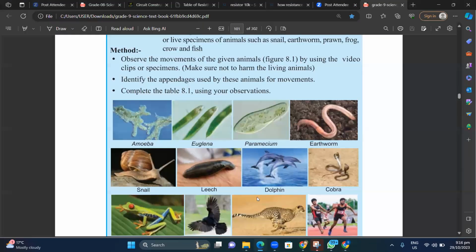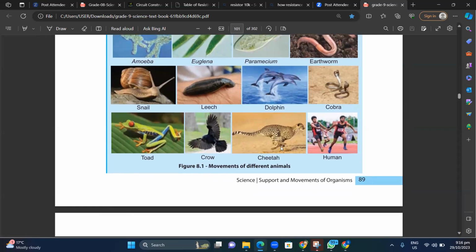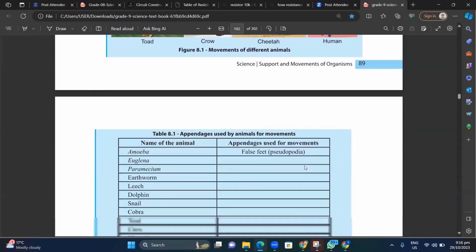In order to observe amoeba, euglena, paramecium, you need a microscope. But earthworms, snails, leeches, you can easily observe them. Cobra, don't try to observe much, you can just watch a video. But toads and frogs, yes, toads and frogs are two different things. This is a toad. Frog also you can see. And then the birds, cheetah again is very difficult, you have to watch a video. So, movements of different animals, right?